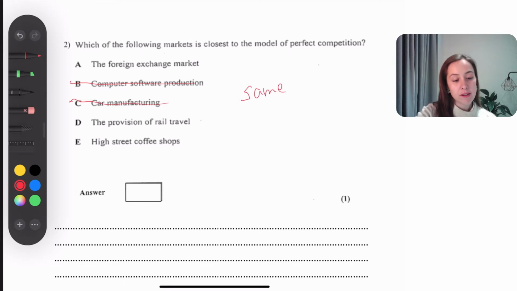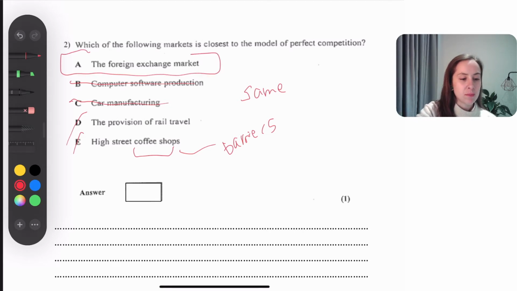And coffee is kind of similar products. Obviously, there's some variety with different brands and stuff. But the issue with coffee is that it has some barriers to entry. If you want to start a coffee shop, be prepared to pay £100,000 to start off that shop with all the marketing and stuff. So I'm not going for that one. For the same reason I'm not going for rail. Be prepared to spend billions. That's got even more barriers to entry.